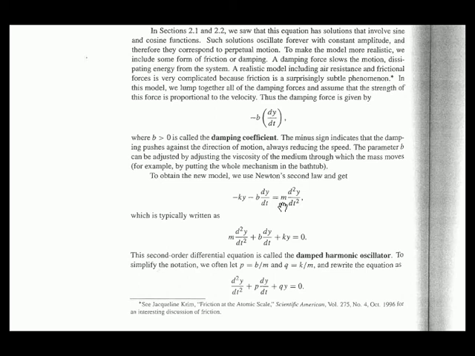Then Newton's second law says the mass of that weight times its acceleration is equal to the forces. Well, there are two forces acting on it. One is the force of the spring itself, which is proportional to the displacement from equilibrium and in the opposite direction. So it's minus ky. If y is positive, the mass is above equilibrium, the force is downward. If the mass is below the equilibrium point, the force is upward. It's in the opposite direction.